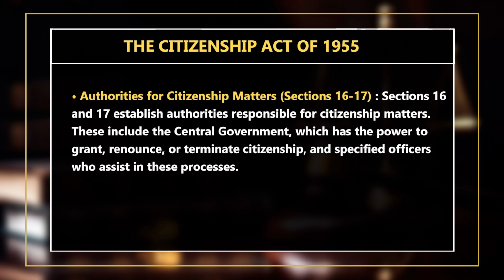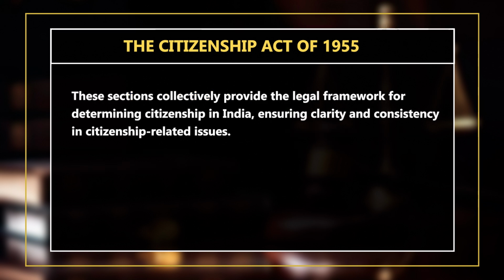Authorities of citizenship matters are given under Sections 16 to 17. Sections 16 and 17 establish authorities responsible for citizenship matters. These include the central government, which has the power to grant, renounce or terminate citizenship, and specified officers who assist in these processes. These sections collectively provide the legal framework for determining citizenship in India, ensuring clarity and consistency in citizenship related issues. I will be discussing with you the important amendments.